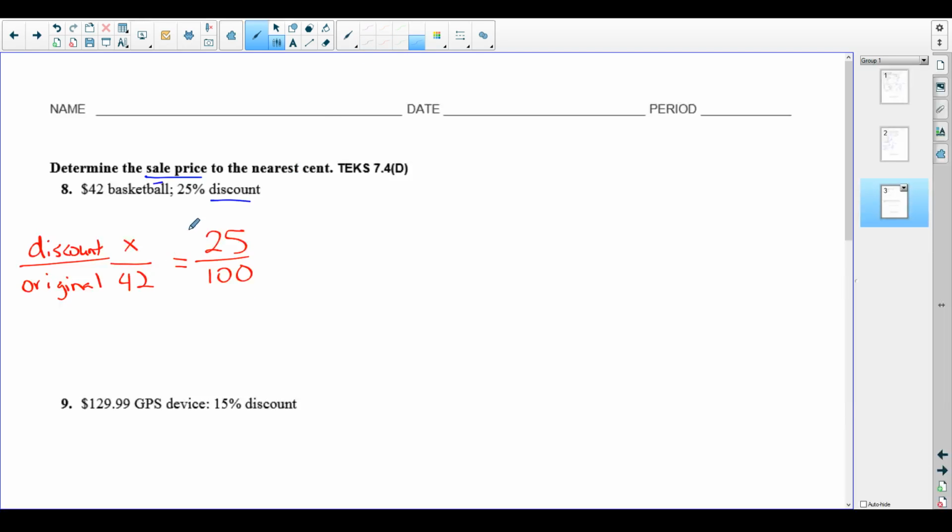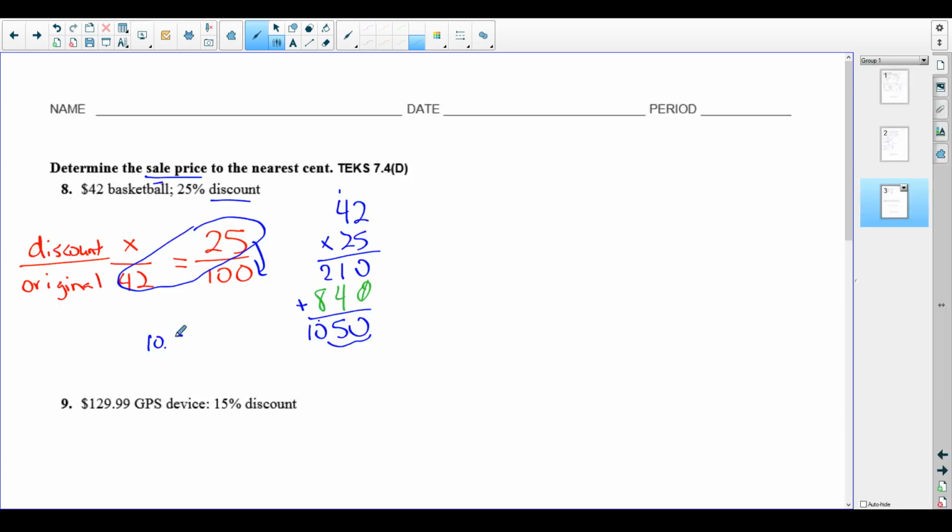So we're still going to cross multiply and divide. It's 42 times 25. 2 times 5 is 10, 2 times 2 is 4 plus 1 is 5. Bring down a 0 before we go to our second number. This is 4 and 8. Which gives us 1050. And then when we divide this by 100, we're going to move the decimal back 2 places. 1, 2. So we end up with a $10.50 discount.